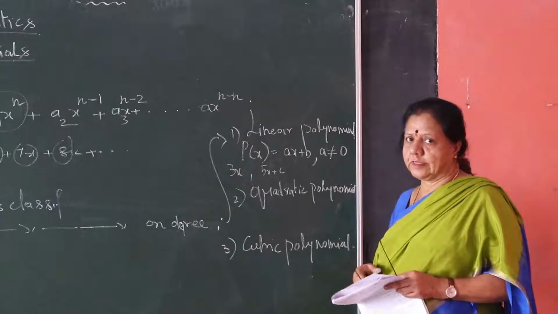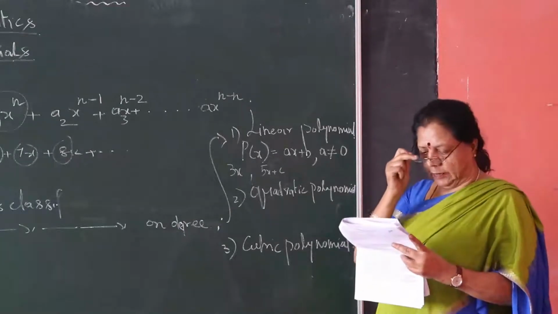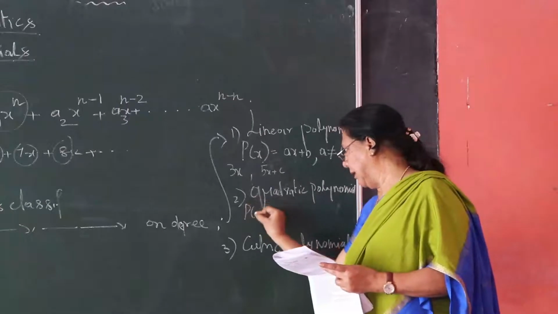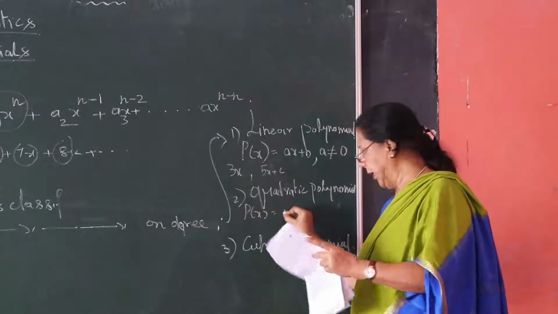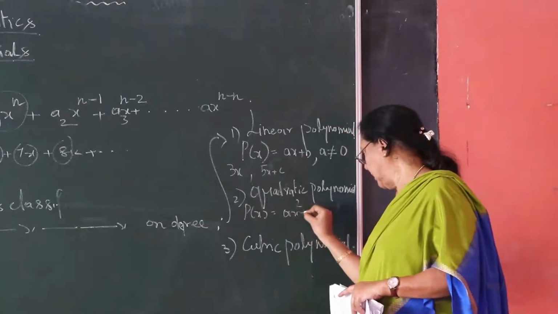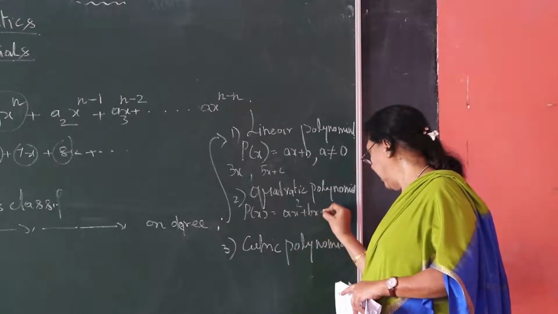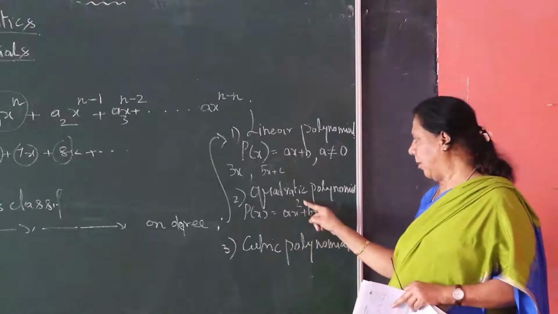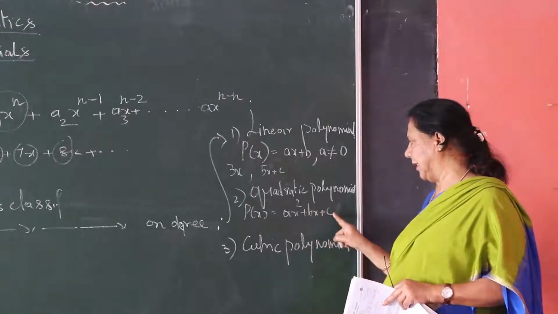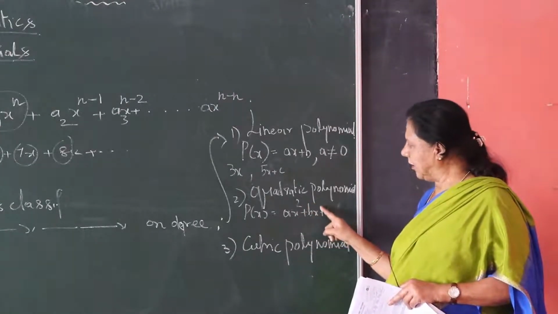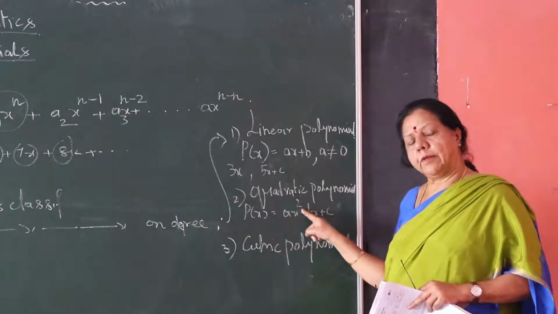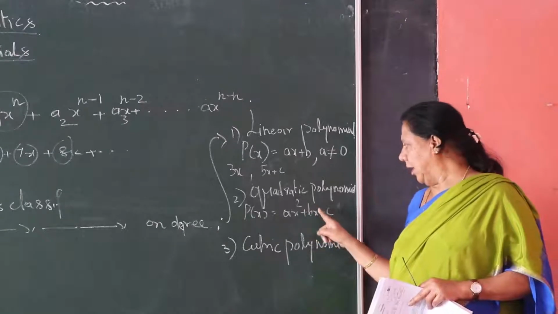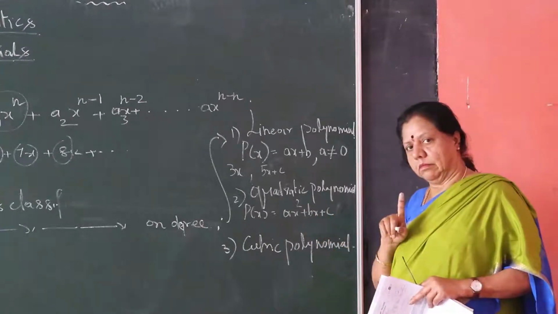Now the second one is the quadratic polynomial. Quadratic equation you have studied. The interpretation given in your book is p of x is equal to ax square plus bx plus c. You have studied it already. Ax to the power of 2 plus bx plus c. Here single power is also there. Double power, double degree: the degree of the power is 2. Here the degree of the power is 1.